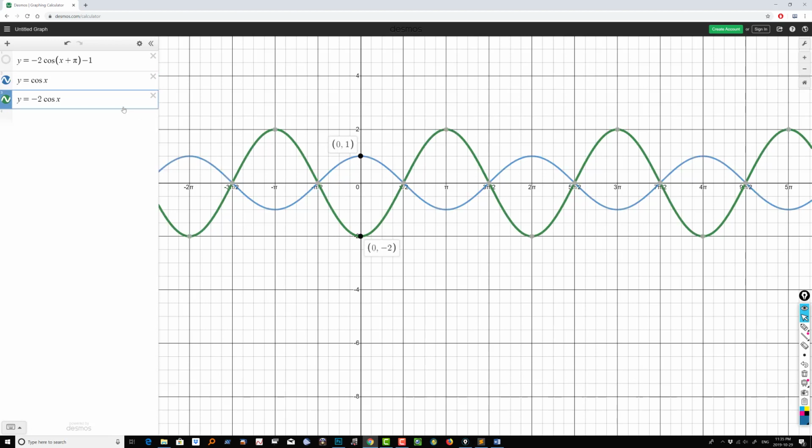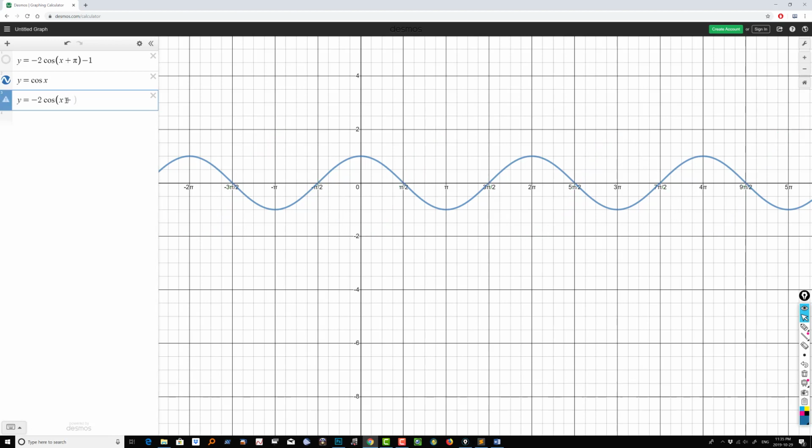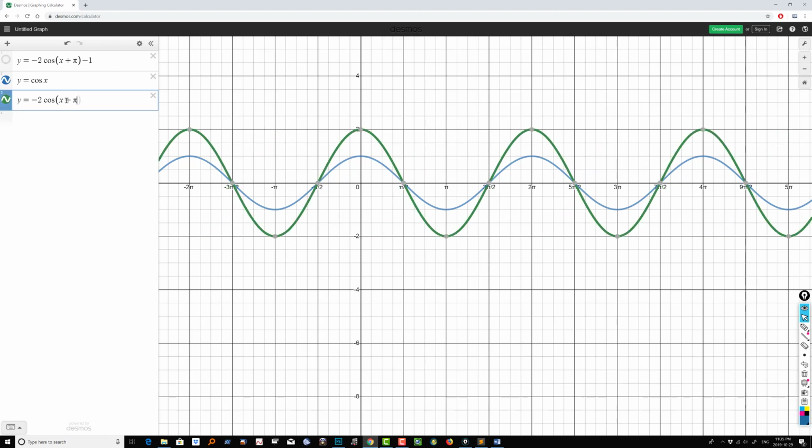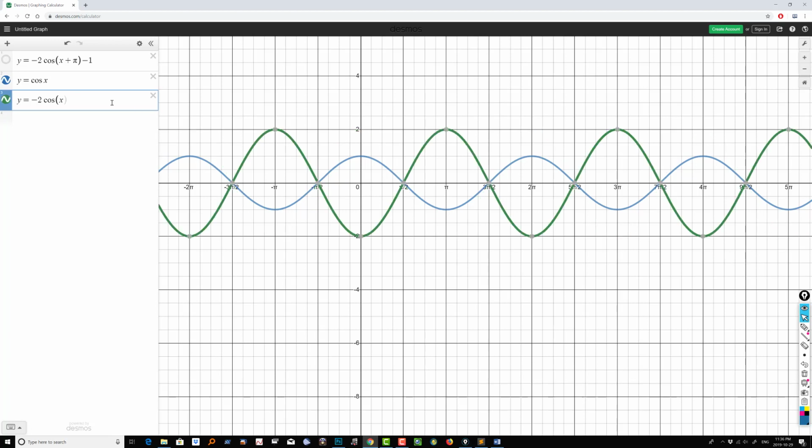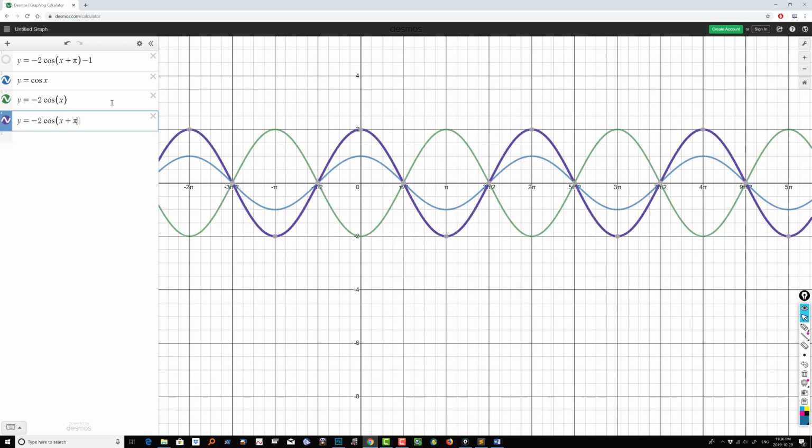That's great. Now what we're going to do is the shifts next. We always do the stretches and flips first, followed by the translations. So plus pi. Plus pi means pi units to the left. So when we move it pi units to the left, the graph changes. Let's try it on a new line: y equals cos x plus pi.